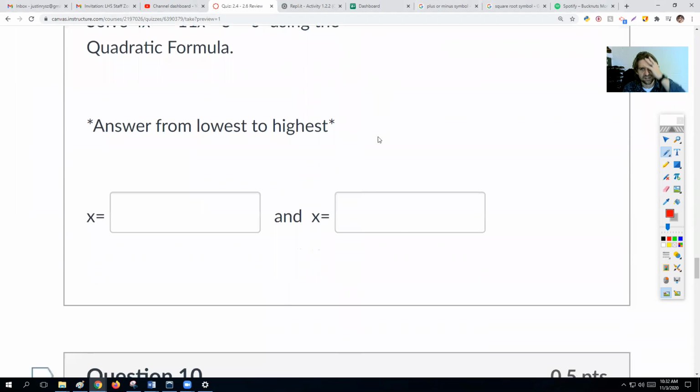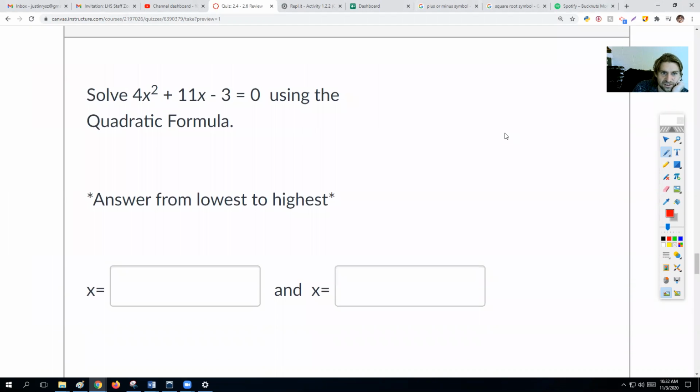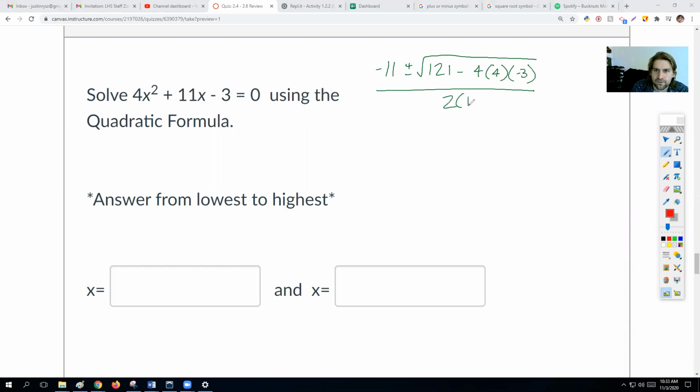All right, use the quadratic formula to solve. Answer from the lowest to highest. Okay, so that means the answers must come out kind of nice, but the equation looks pretty scary. So let's take our time with this. We get x equals negative b plus or minus the square root of b squared, that's 121, minus 4 times a, which is 4, times c, which is negative 3, all over 2a, which is 4. Okay, that's a lot, but take our time with it.